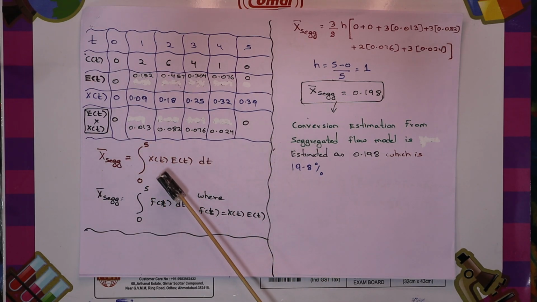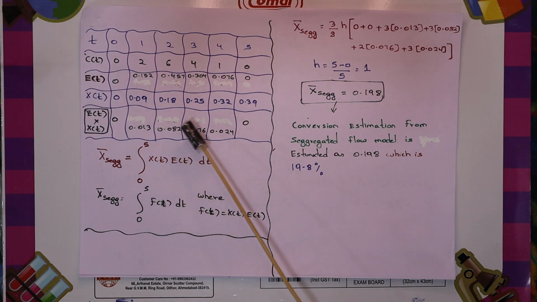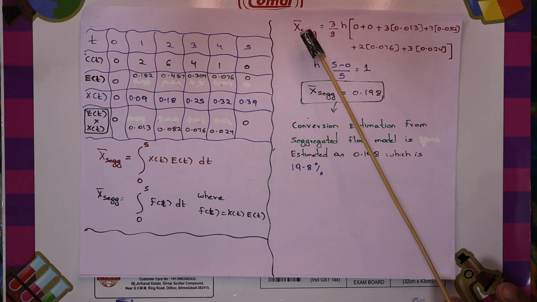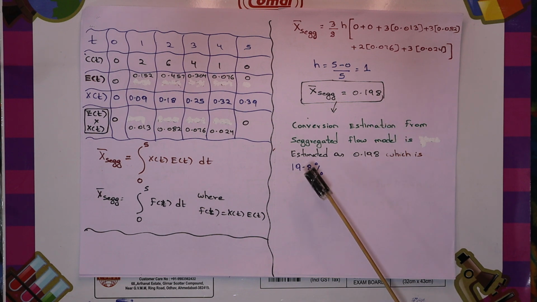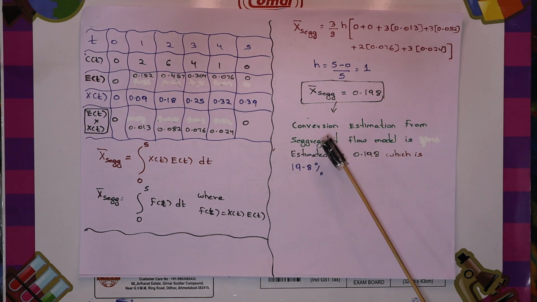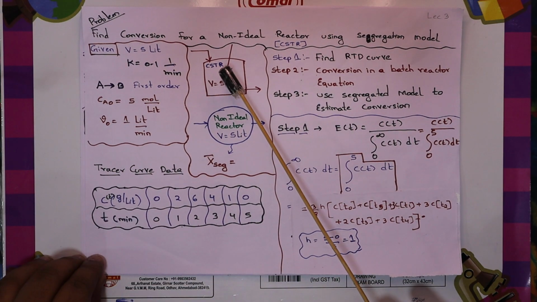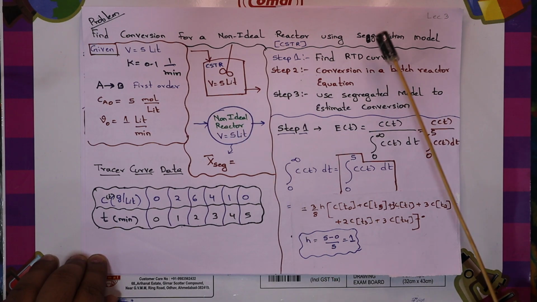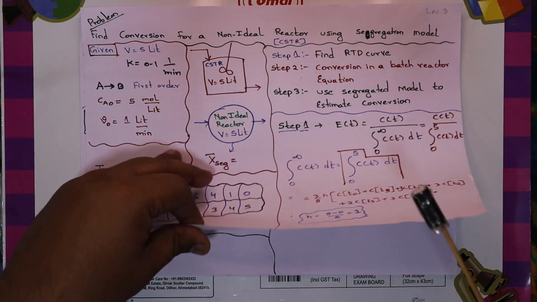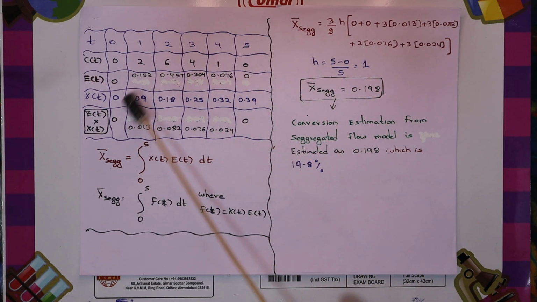Once I get all the information, I have to integrate this particular row. Now my f of t function is nothing but X of t into E of t, which I already have. I apply the integration methods. Finally, I have found out the conversion from the segregated model is 0.198. That means if this reactor is behaving non-ideally, then this non-ideal reactor conversion assuming the segregated model is 19.8%. This is how we can find it out if you have the tracer curve data.